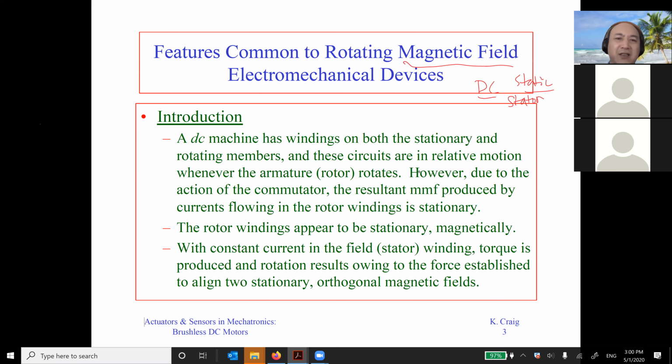Again, we have seen that in the DC motor, you have windings on both stationary and rotating members. These circuits are in relative motion, and therefore you cut the flux. It's called magnetic flux cutting. Because of the cutting, you convert mechanical to electrical energy, or convert electrical energy to mechanical energy. So that conversion is realized.